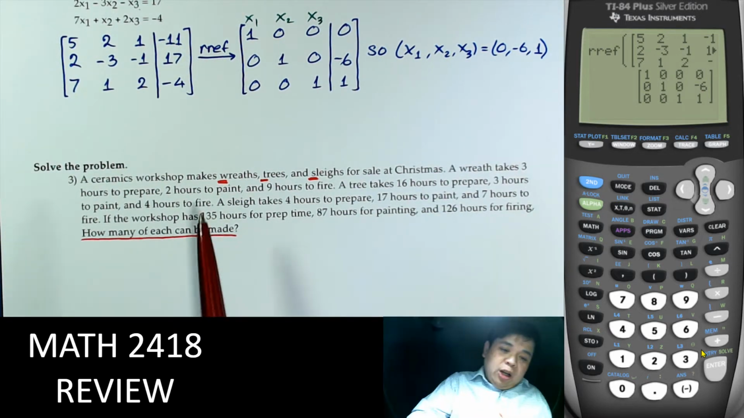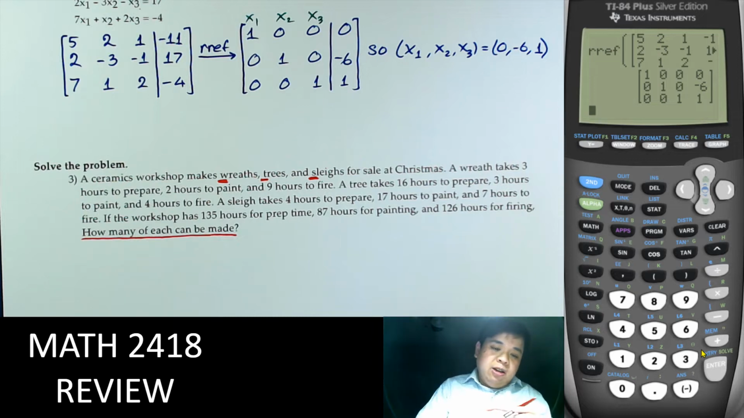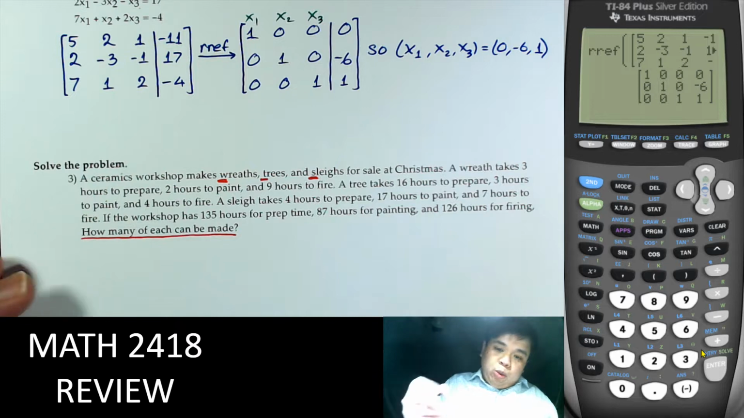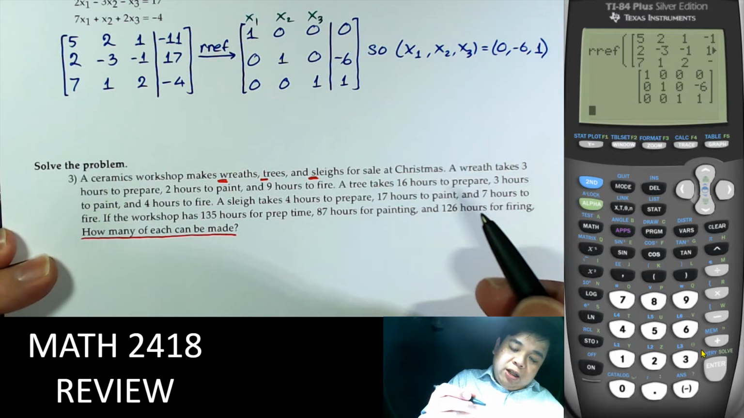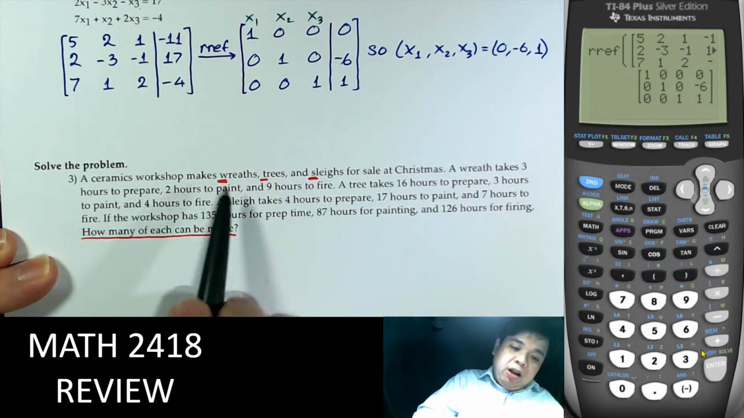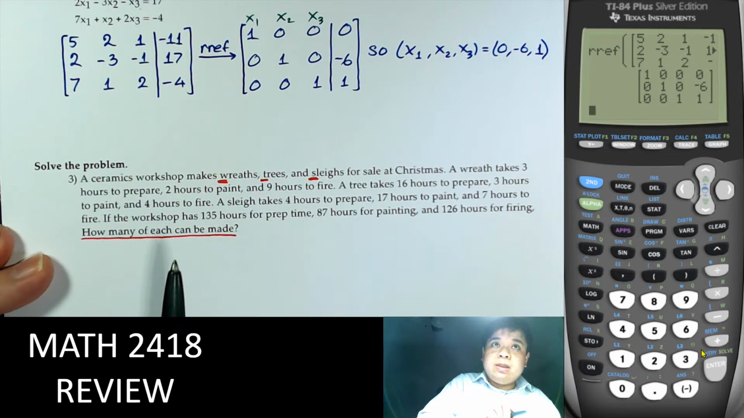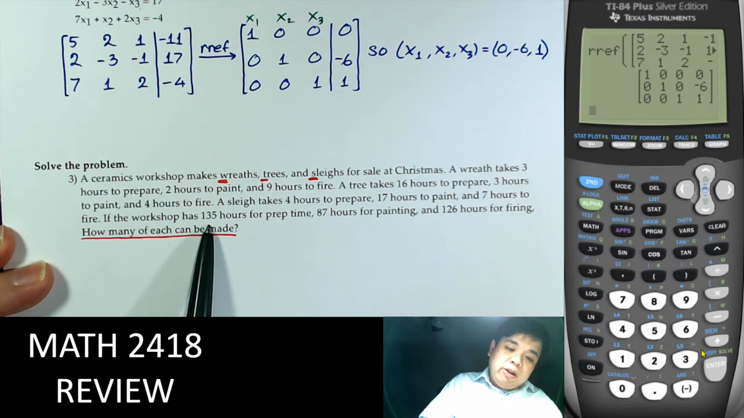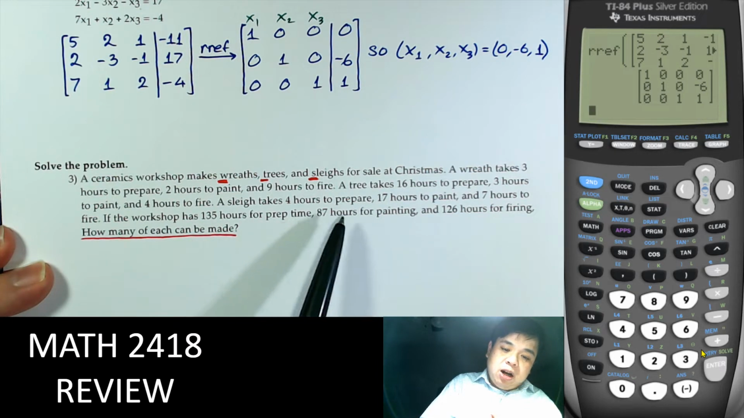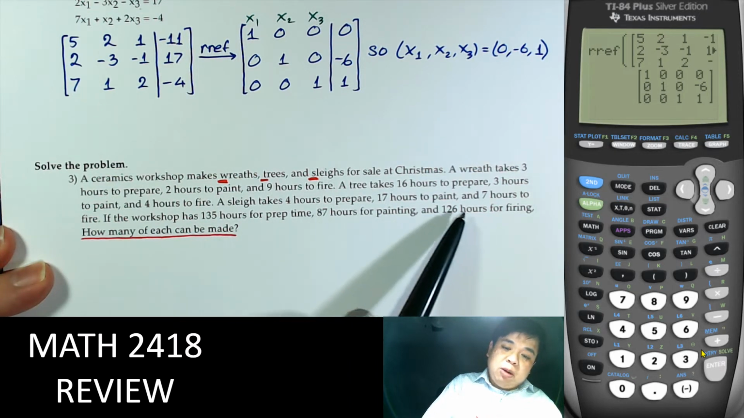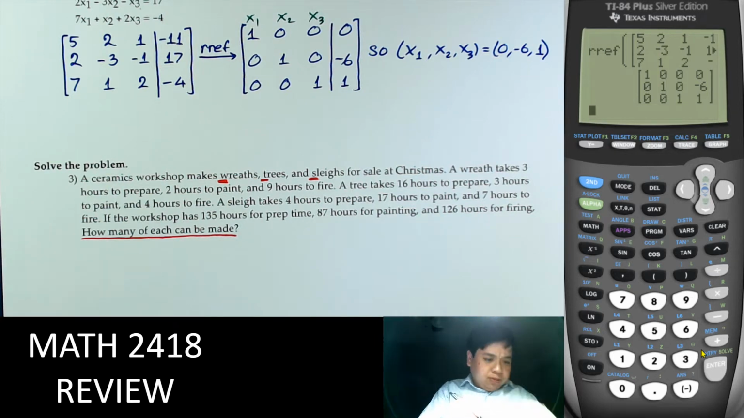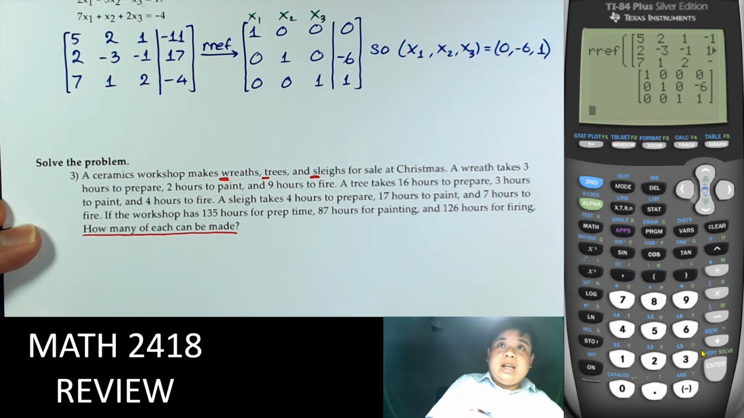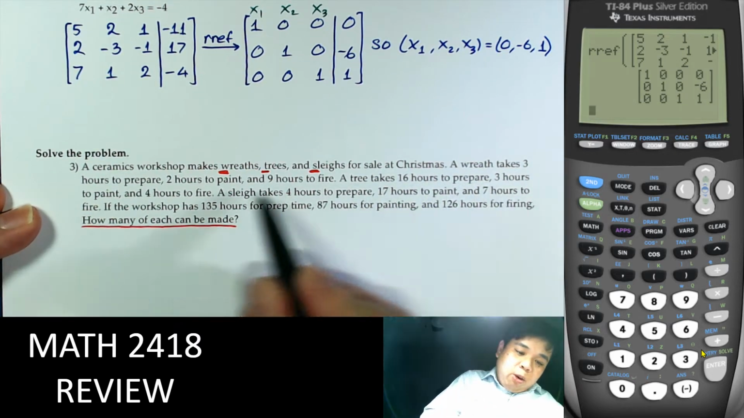We use W, T, and S for those items. And there are three processes: prepare, paint, and fire. The limit is that the workshop has 135 hours of prepare time, 87 hours of painting time, and 126 hours of firing time. So those are the totals. We will set up the equations like this.